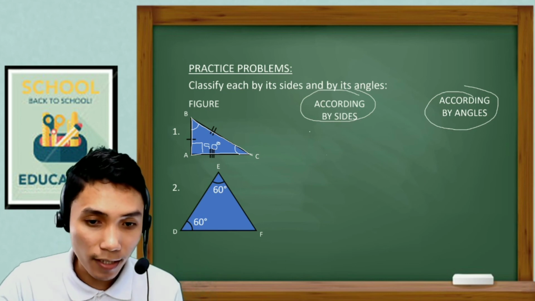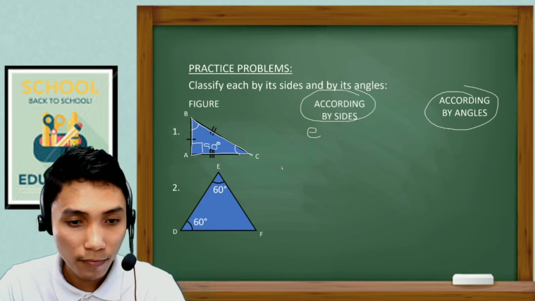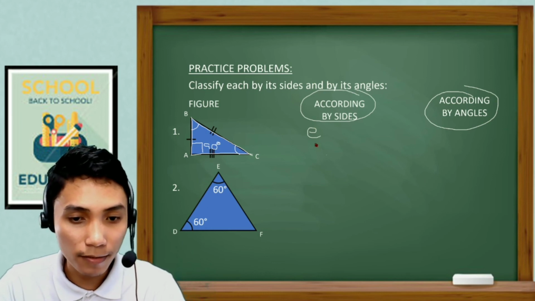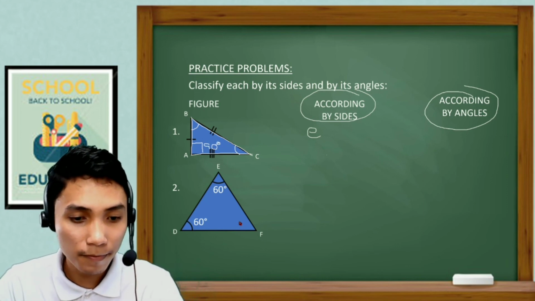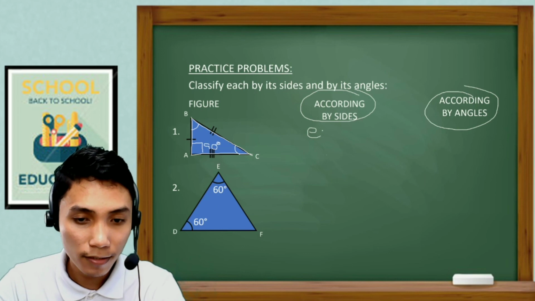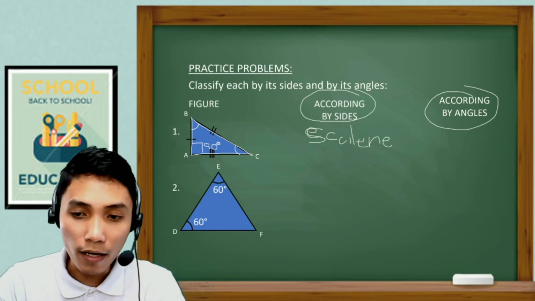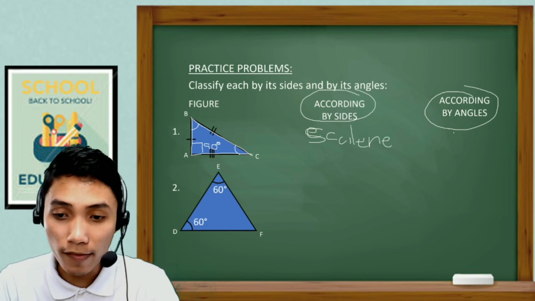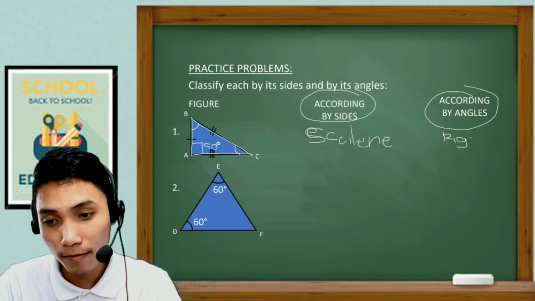According to side, that is scalene. Okay, let's write here. So that is scalene. And according to angles, that is right triangle or right angle.